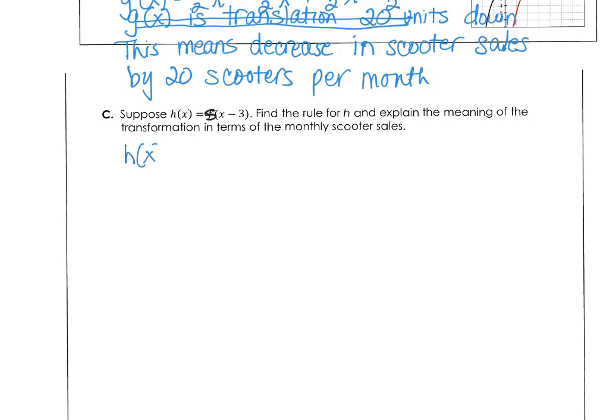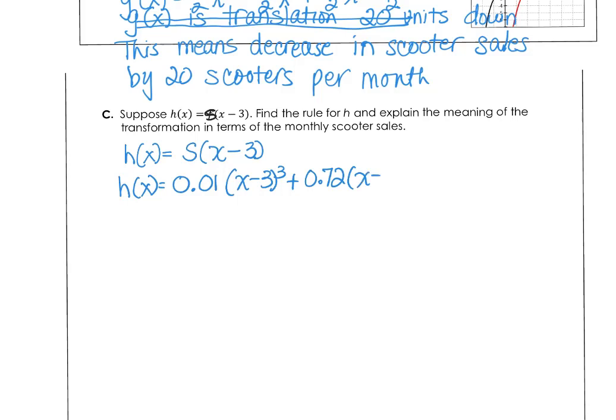So h of x is our sales function with our x shifted 3 units right. So finding that rule, and in this case I'm not going to take the time to expand all of this. You can just enter this into your graphing calculator if you needed to analyze the graph or find other information. You could just be very careful and put all of that information in just like it stands without expanding. So we know h of x is translated 3 units to the right.